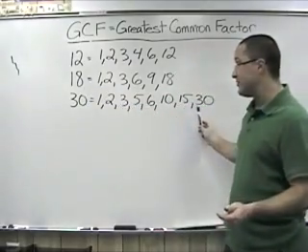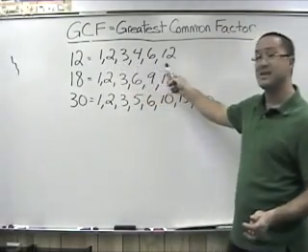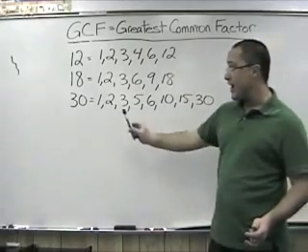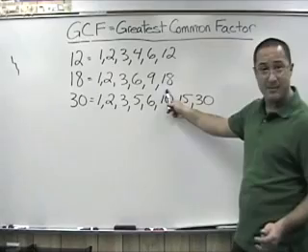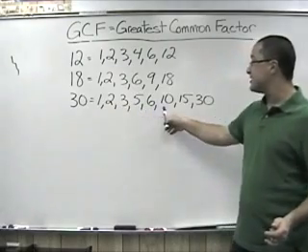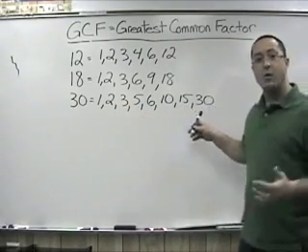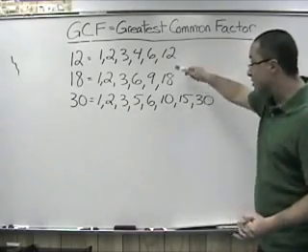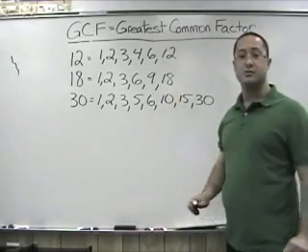So what I did was I listed the factors. The factors for 12 are 1, 2, 3, 4, 6, and 12. The factors for 18 are 1, 2, 3, 6, 9, and 18. And the factors for 30 are 1, 2, 3, 5, 6, 10, 15, and 30. Okay? Now, what do we do now? Well, we're going to look at the three lists and see, are there any factors that are the same for all three numbers?